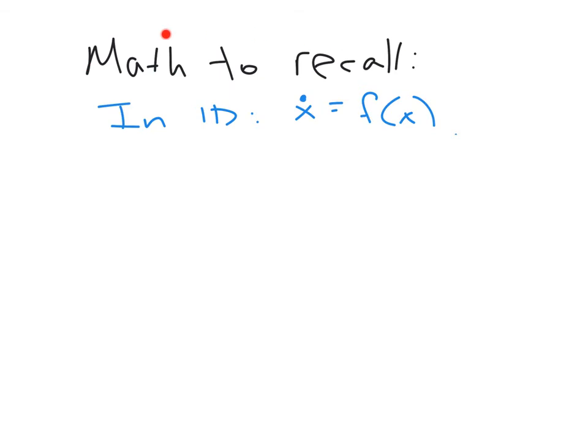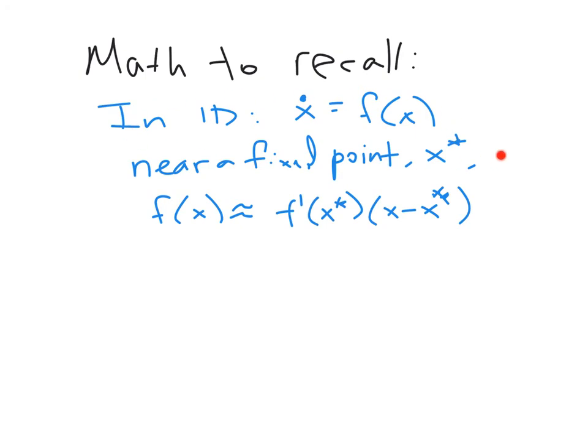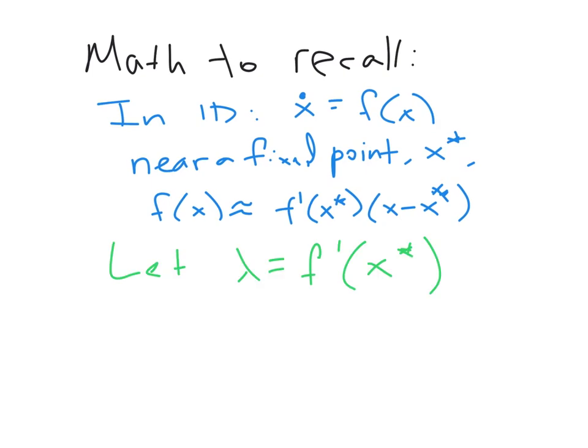What math are we going to need to work with systems with two variables? Well, in 1D, one thing that we did was find fixed points. It's not going to be a big deal to find fixed points in 2D. We're just going to need to find solutions to two equations at once. What about stability? Near a fixed point, we used a Taylor expansion, and we looked at what was happening to this first derivative. Specifically, we looked at the sign of this first derivative to understand the stability of the fixed point. Let lambda be this value.